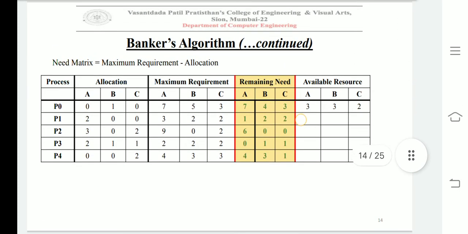Again we will use the same formula for the need matrix. We will evaluate the need matrix as maximum requirement minus allocation. We will get the answer as 7, 4, 3 for P0, 1, 2, 2 for P1, 6, 0, 0 for P2, 0, 1, 1 for P3 and 4, 3, 1 for P4. We will do simple subtraction here.